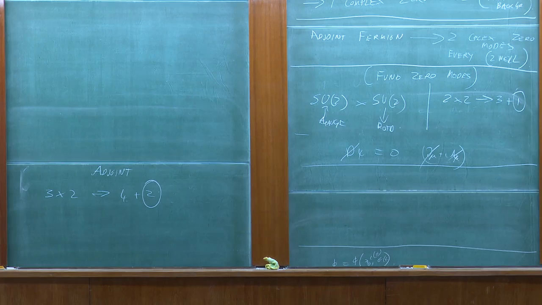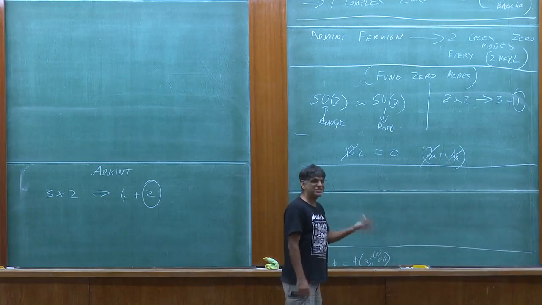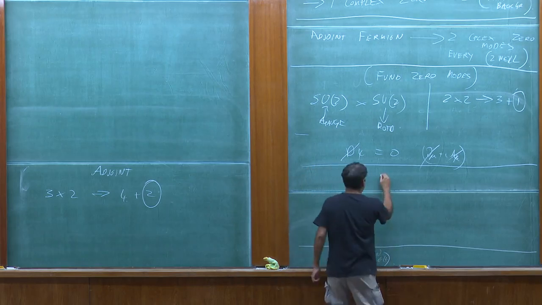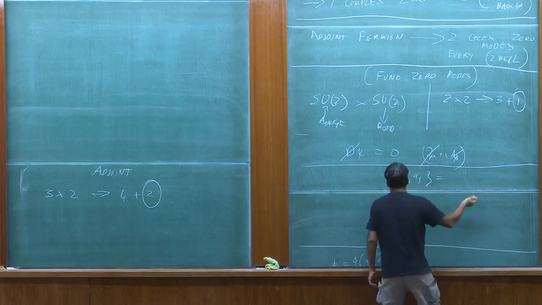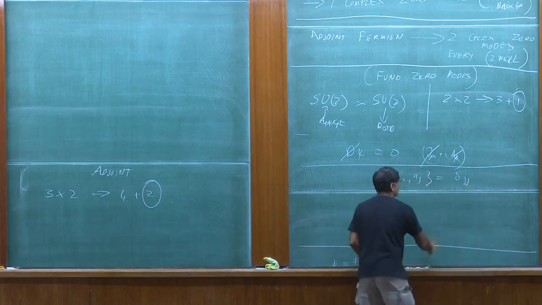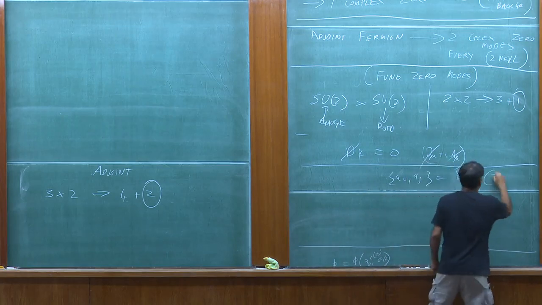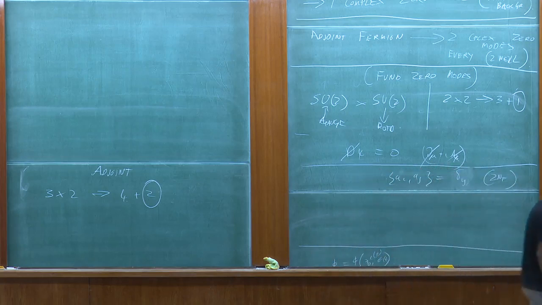But now suppose we've got not one hypermultiplet giving rise to one of these zero modes, but NF of them. Then what we will have is 2NF real zero modes, or NF complex zero modes. And these 2NF zero modes generate the following algebra: A_i, A_j is equal to delta_ij. The Clifford algebra in 2NF dimensions. They generate the Clifford algebra of SO(2NF).